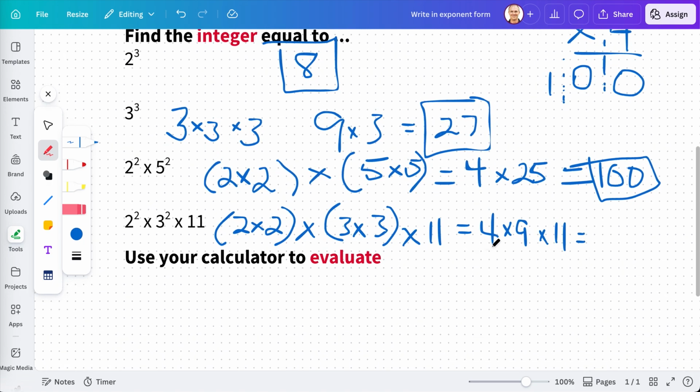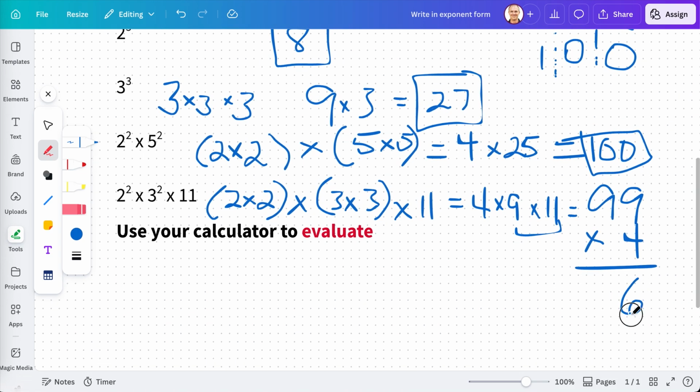So you can either do these two first, or you can do another one first. I'm gonna do these two first. So 9 times 11, that's 99 times 4. 9 times 4, 36. Again, leave the ones. Bring the tens up. 9 times 4 is 36, plus 3, 39. Okay.